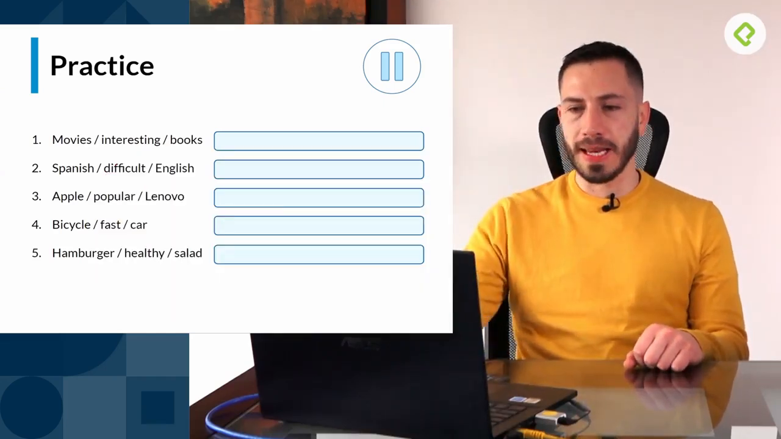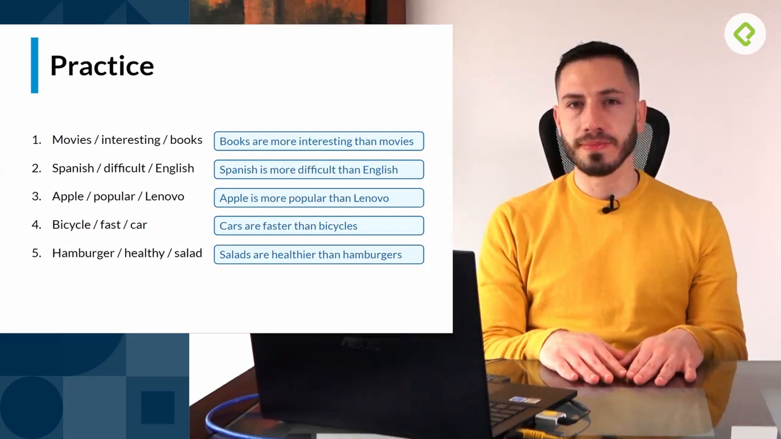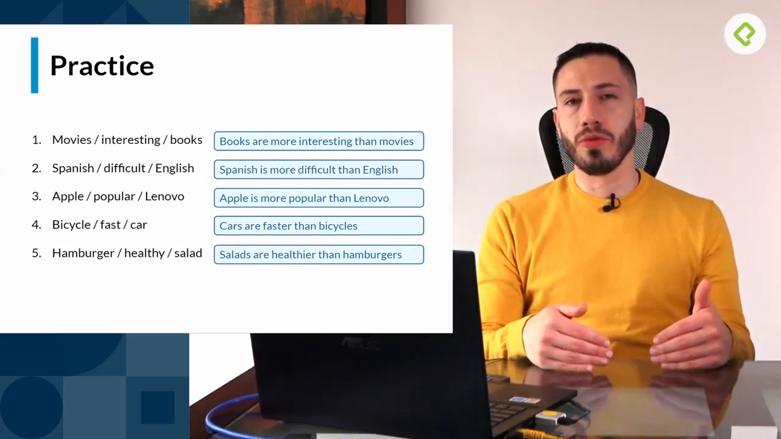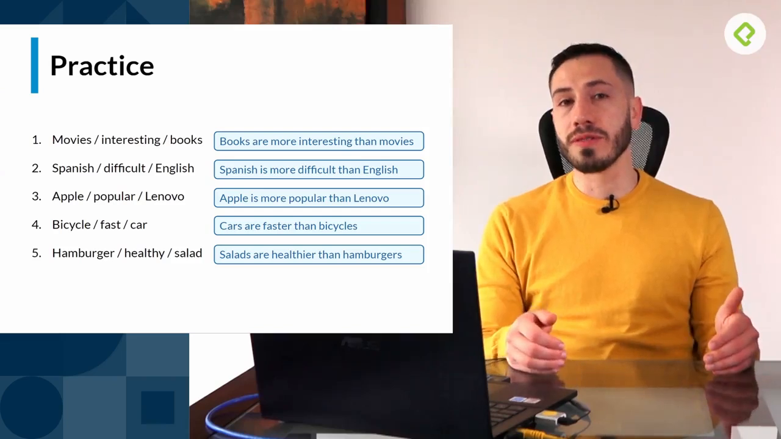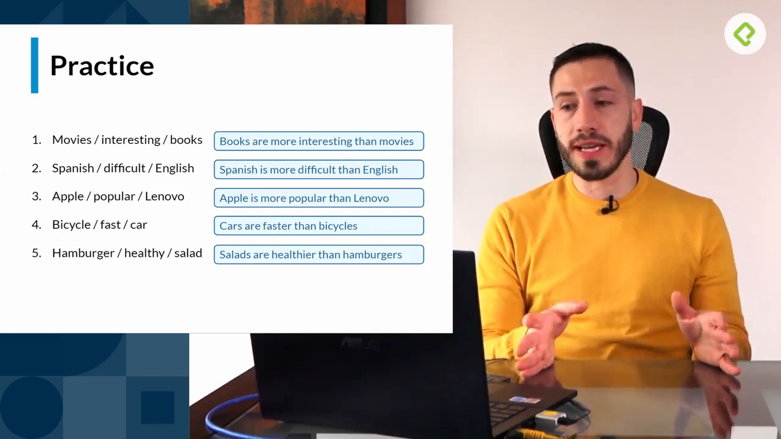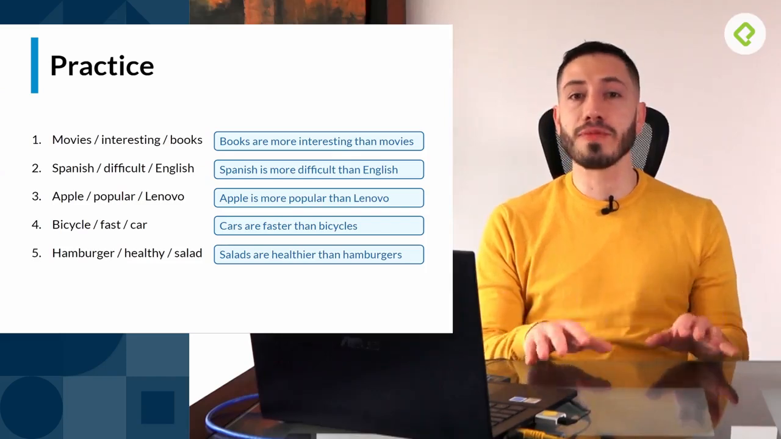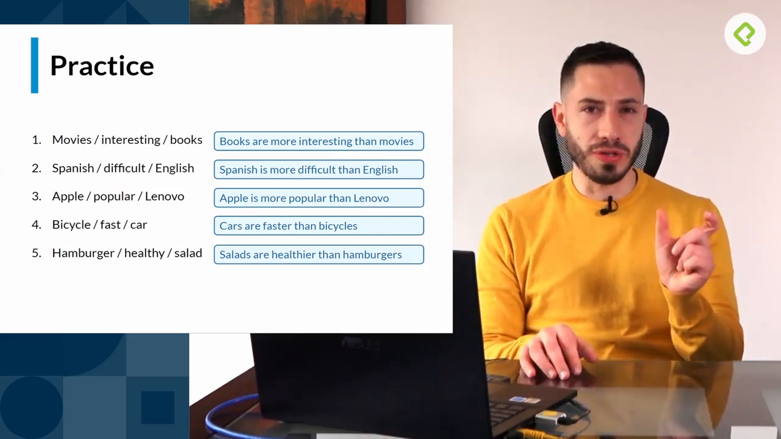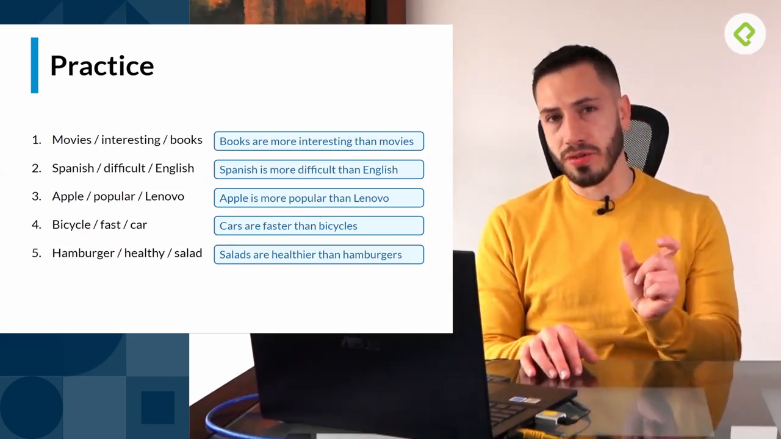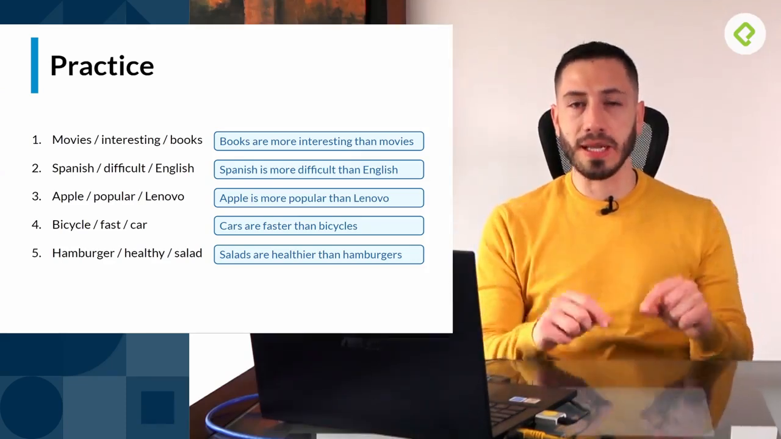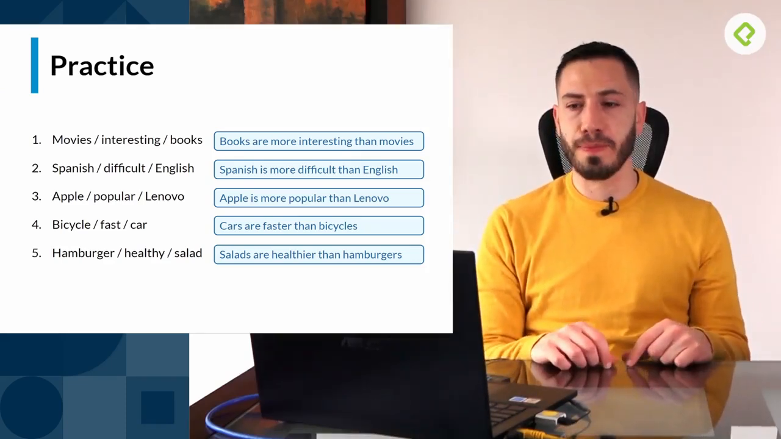Very good. Let's have a look at the solution. The first one, in my opinion, books are more interesting than movies. But you could also say movies are more interesting than books. It's up to you. What matters is that we use the structure more interesting than because we have a long adjective. Many syllables in interesting.